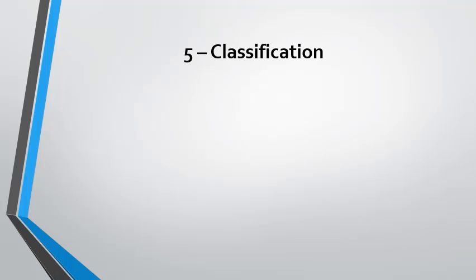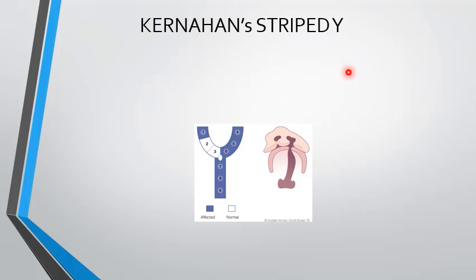Now, let's study the classification of the cleft lip and cleft palate. The Kernahan's striped Y classification is one of the simplest ways to classify cleft lip and palate. Here we can figure it as a letter Y in the English alphabet. The 1 and 4 are for the cleft lip. 1 is the right, 4 is the left.